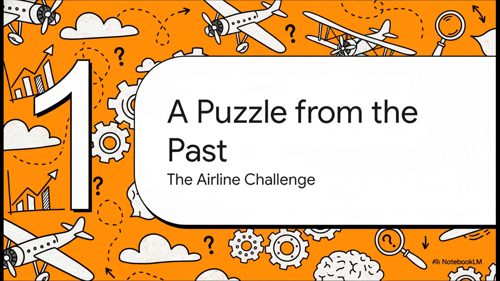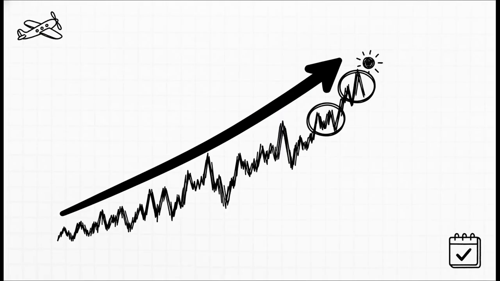Okay, so to really get our hands dirty, we need a challenge, right? A puzzle to solve. And boy, have we got a good one for you, straight from the golden age of air travel. All right, check this out. This is our puzzle. Monthly international airline passengers from 1949 all the way to 1960. And you can spot two things almost immediately. First, look at that clear upward trend. I mean, more and more people were flying every single year. But second, there's this rhythm, this repeating seasonal cycle. You see those spikes? That's probably summer holidays.